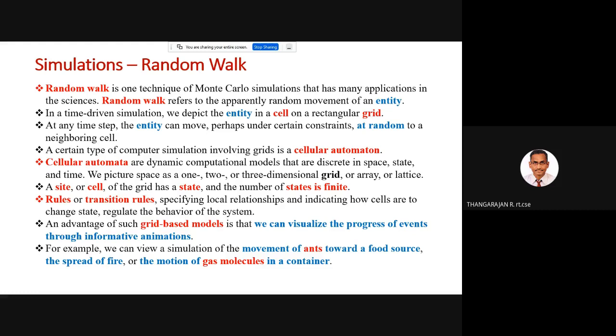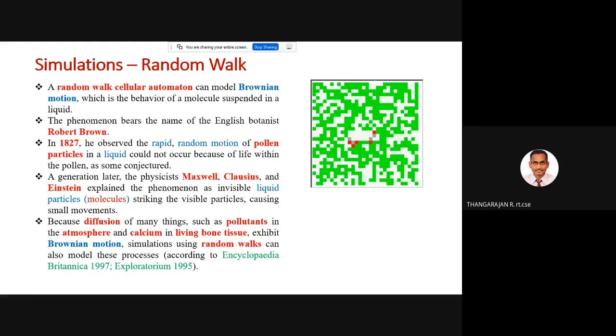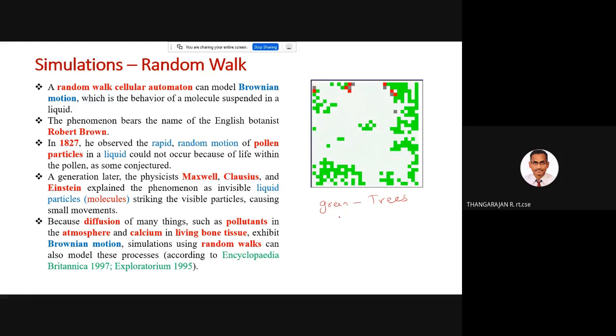For example, you have a grid. So this is a grid, where the green ones are trees in a forest. So this is the area of a forest, where the green ones are trees which are in the forest, and the red ones are the burning trees. The trees are burning due to forest fire.